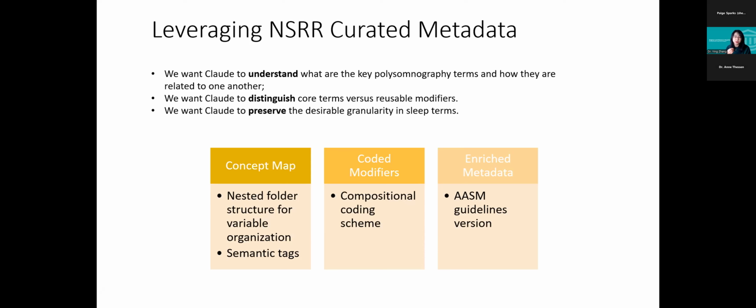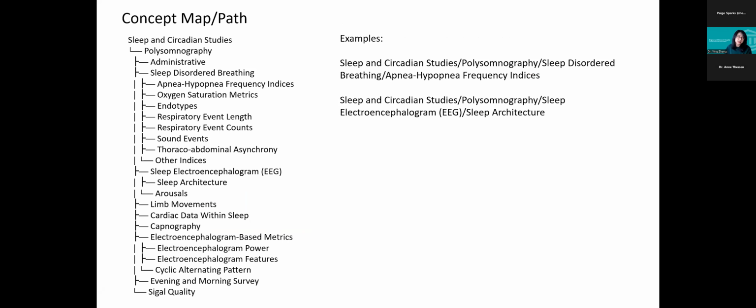And then the second is the coded modifiers. It's basically a framework we developed to code the variable level metadata and some study level metadata in a way that the metadata is more machine readable, compared to a really long paragraph of text, which we also ingested into the AI pipeline. That's the enriched metadata, which incorporates things like ASM guidelines, versioning, reference, and so on. So here is an example of the folder structure slash concept map for polysomnography variables.